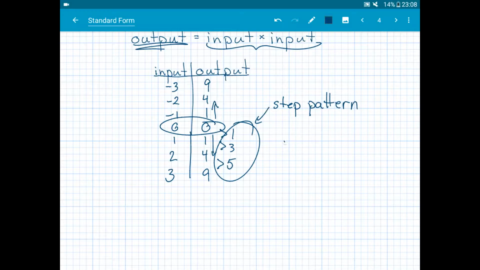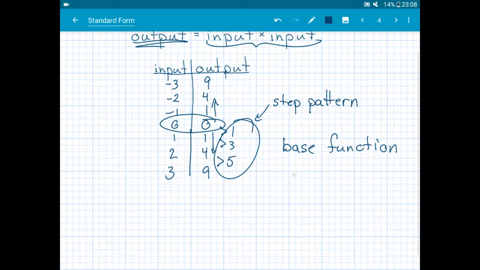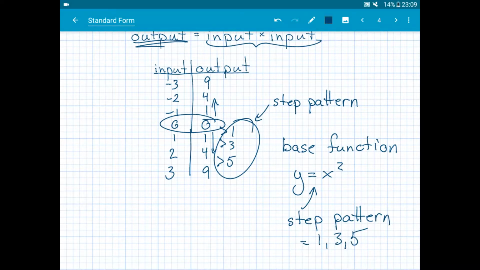Okay, and for the base function, or the simplest x squared machine that exists, is y equals x squared, and the step pattern for this is 1, 3, 5. Okay, we'll keep that in mind. That'll come in especially important in our next lesson.